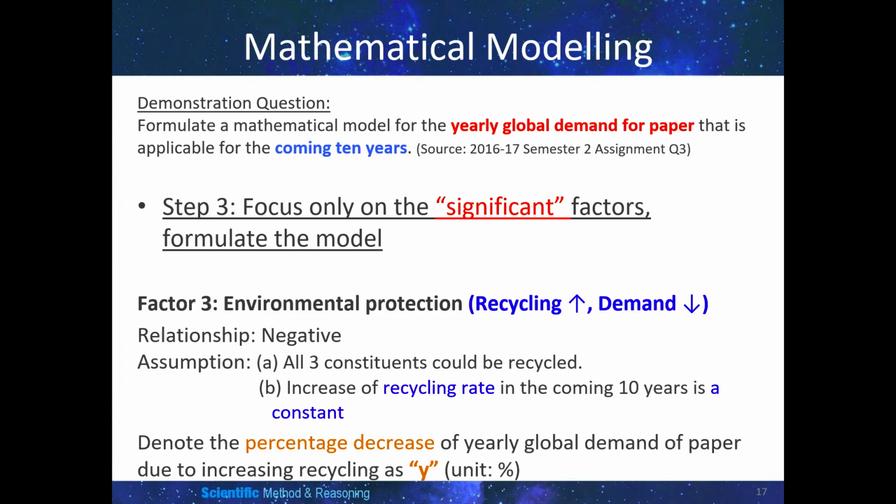Now let's move on to factor 3, which is environmental protection. The more the recycling, the less the demand. One goes up, another goes down. The relationship is negative. What are the assumptions behind? We assume all three constituents could be recycled, and the increase of recycling rate in the coming 10 years is a constant. We denote the percentage decrease of yearly global demand of paper due to the increasing recycling as Y%. So this will affect all three constituents of the paper.